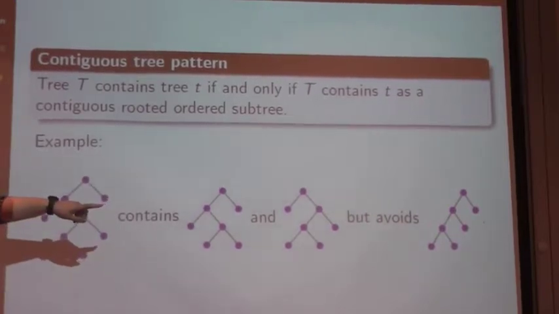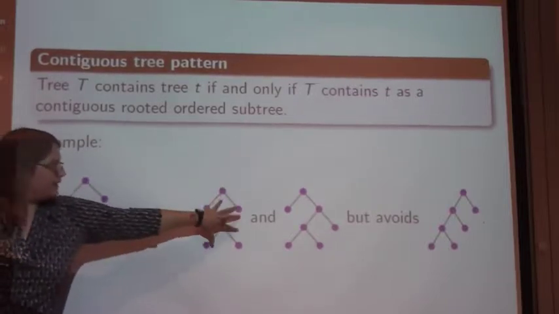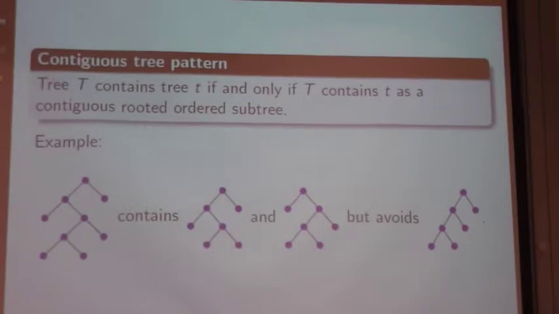But it avoids the tree on the far right, because you don't see any vertex that has both grandchildren and great-grandchildren all leading to the left. So this definition is basically cut the tree out of the screen and be able to paste it over part of your tree. Well, now my big question was how many trees avoid a given pattern.